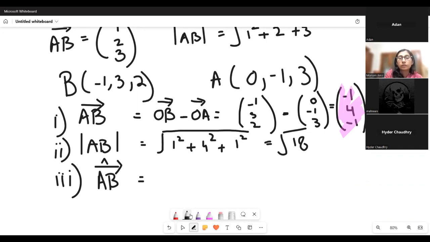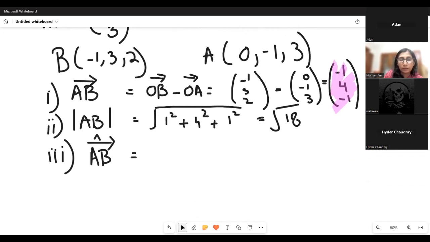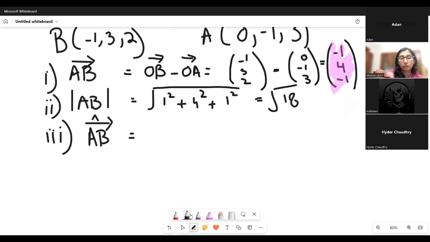Okay. Now, what is a unit vector? A unit vector is a vector whose magnitude is 1.